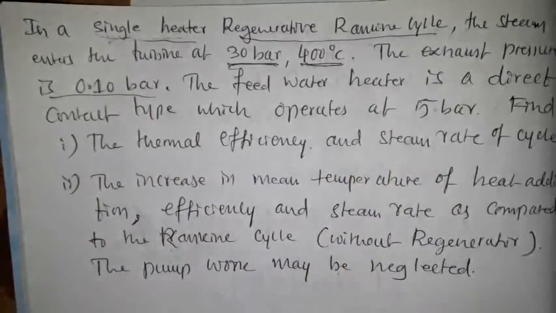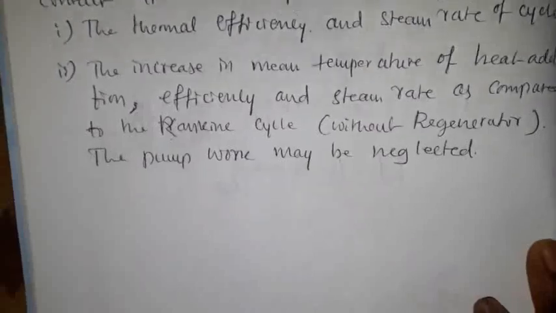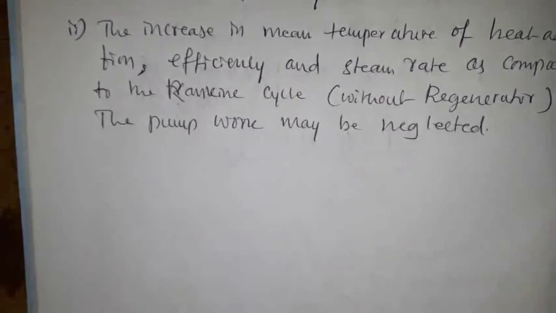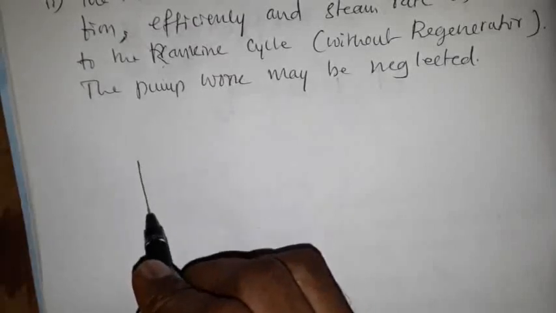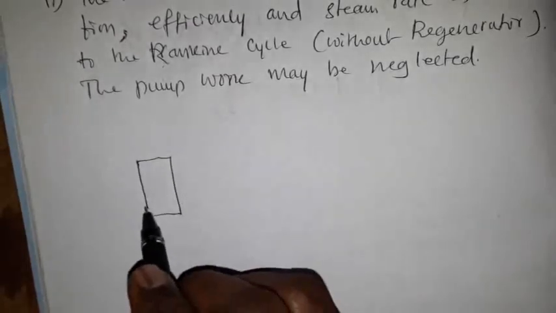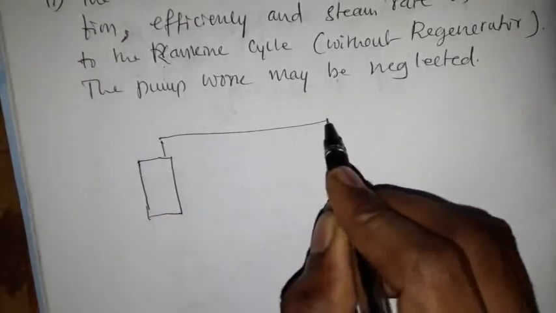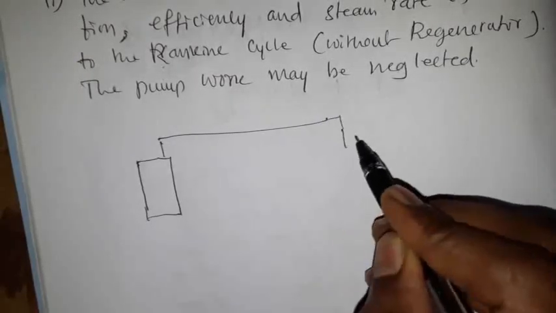So, regenerative Rankine cycle with a single feed water heater. Let me draw the schematic diagram for our better understanding of the problem statement. In a single feed water heater we have a boiler. From the boiler, steam enters the steam turbine.